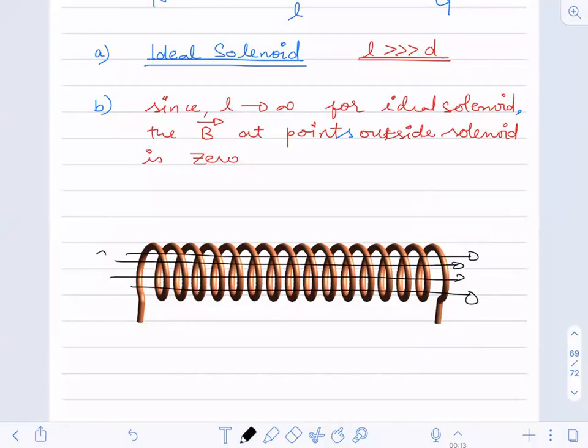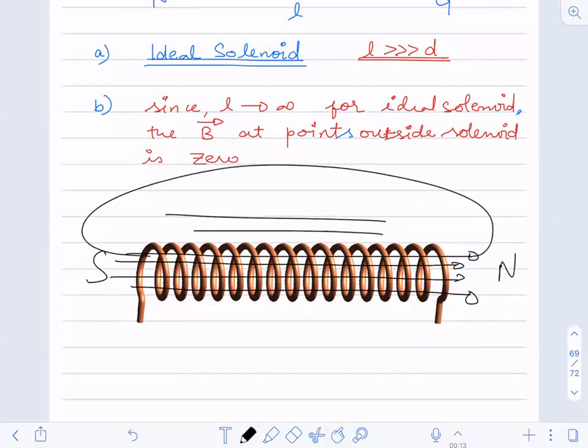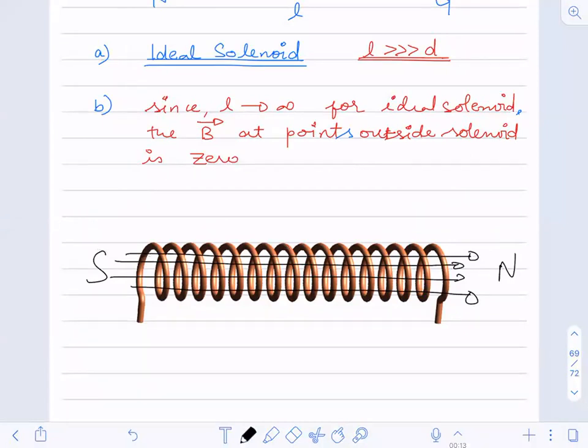If this is south and if this is north, actually when they return, only then will there be a magnetic field here. If they are not returning back at all, then how will there be a magnetic field? There will not be a magnetic field. And this can only happen when you take this length very, very large.